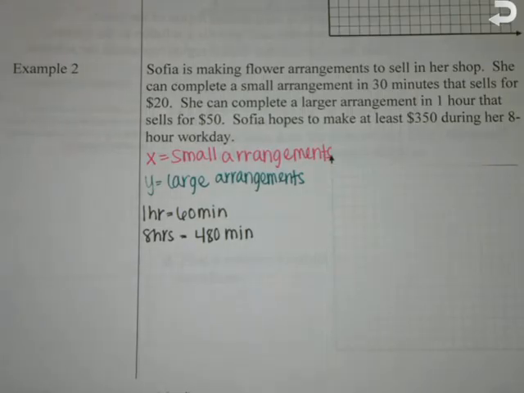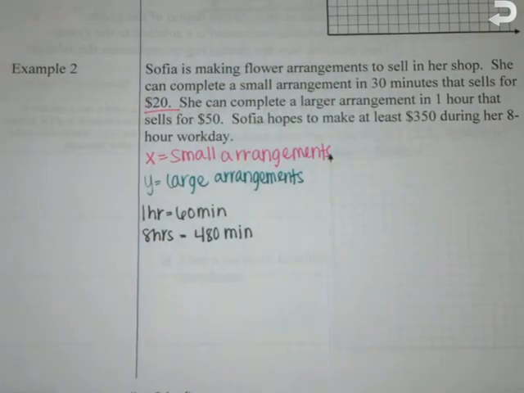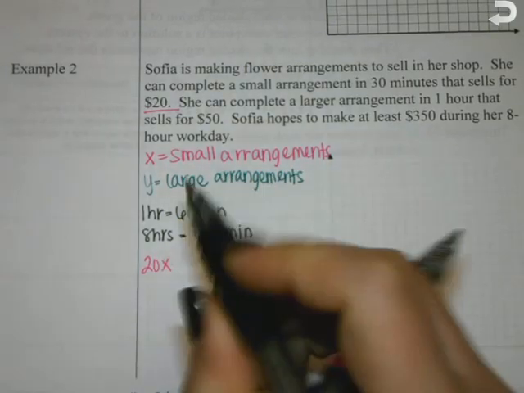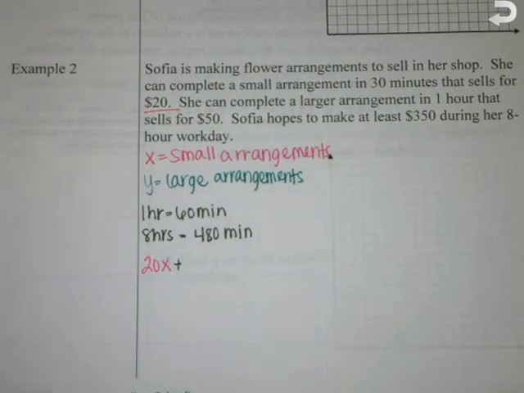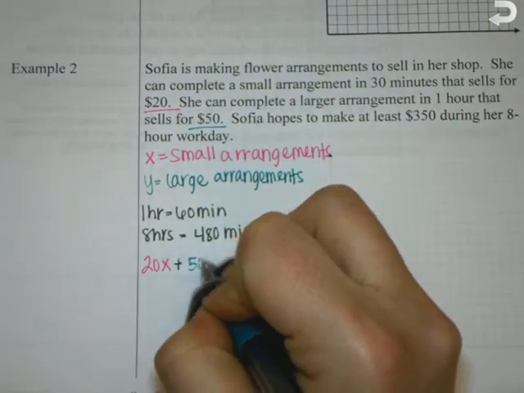Okay, so let's do the first inequality, and let's do it with money. So how much does a small arrangement cost? $20. So how would you guys write that? 20x, and we always add the two together, right? How much does a large arrangement cost? $50. So plus 50y.